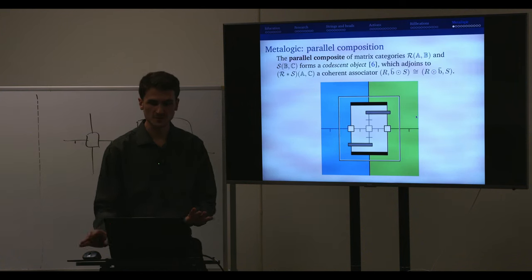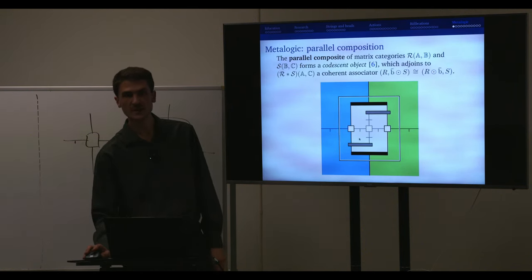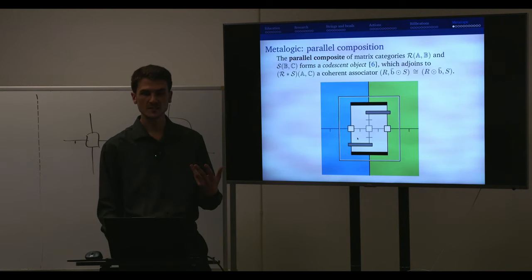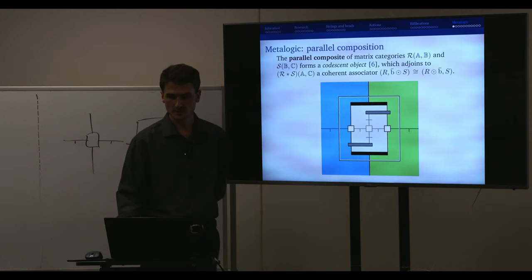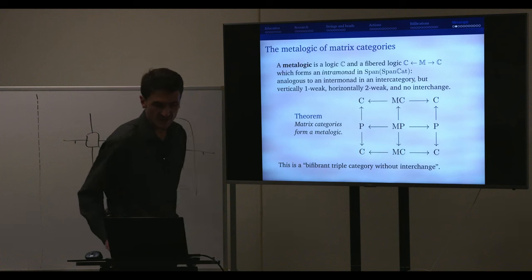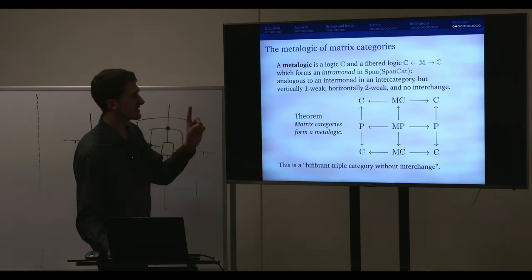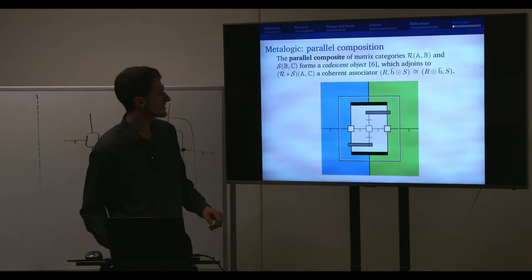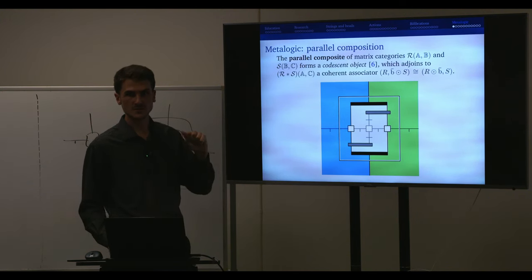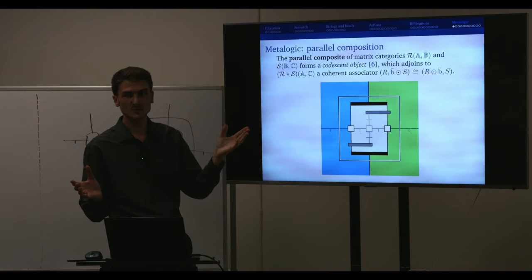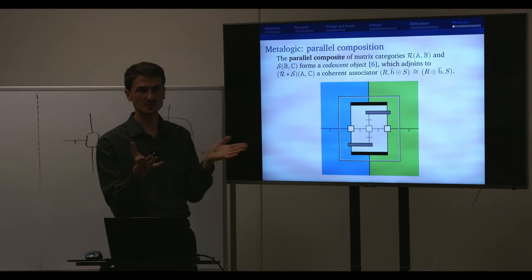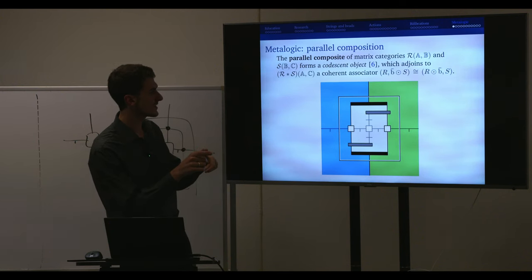Instead of quotienting for associativity, you adjoin an associator isomorphism, and it forms something called a codescent object, which is a higher version of a coend. And everything works perfectly, except it turns out that this horizontal composition does not preserve vertical composition. We had never explored three-dimensional structures in which you had bimodules in both directions. Up to now, they were trivial in one direction.